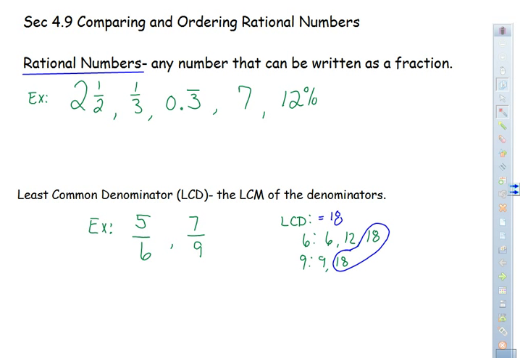So going back to what a rational number is, it says rational numbers are any numbers that can be written as a fraction. And you say, well, what number can't be written as a fraction? Examples of rational numbers are 2 1/2, 1/3, 0.3 repeating, which is equivalent to 1/3 when we divide 1 divided by 3. That's the answer you get as a decimal. And then there's 7, and then there is 12%.